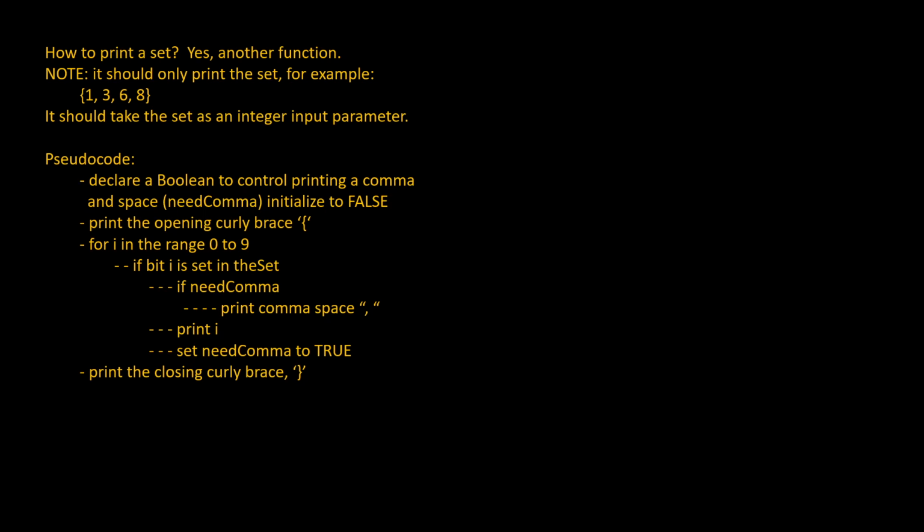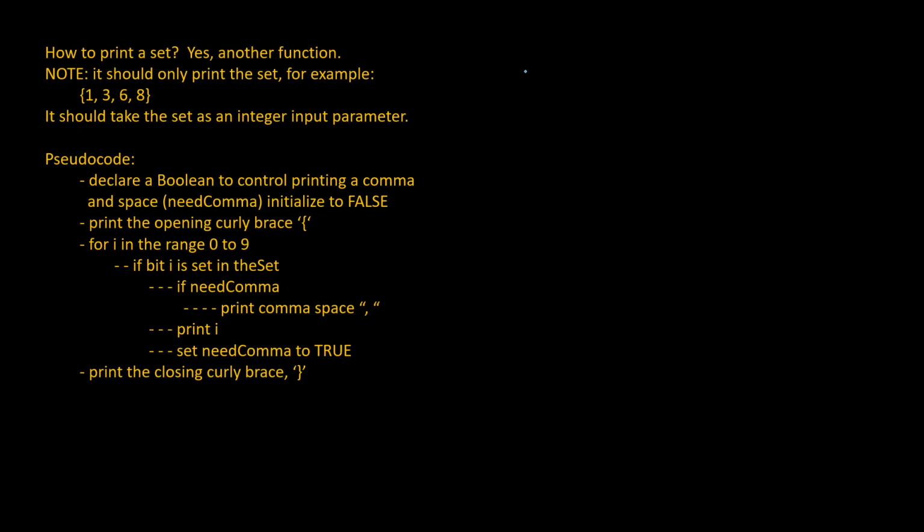So what I've got here is something that will print out a set. All it prints is the curly bracket, the numbers separated by commas and spaces, and then a closing curly bracket. Once again, this works in Java, Python, C++; probably the pseudocode will work in any language that you can perform the operations in. So for this one, it should take an integer input as a parameter.